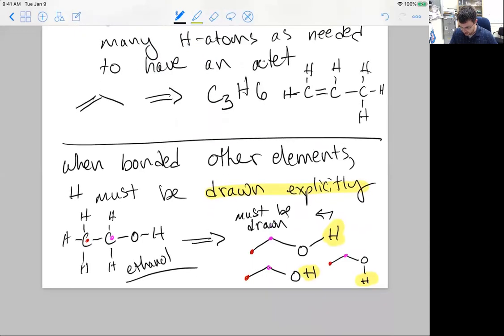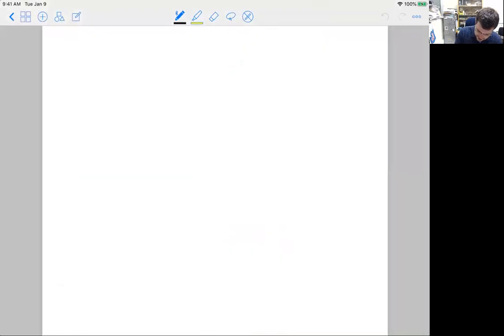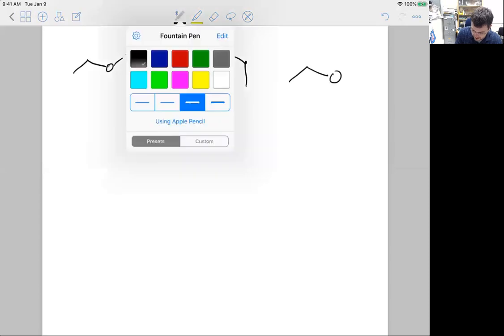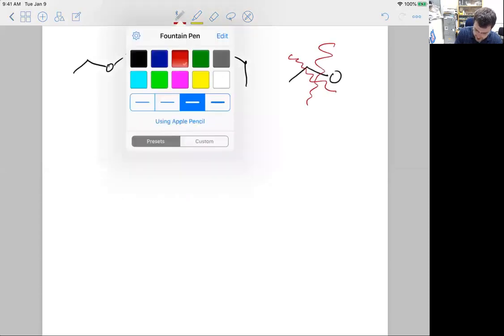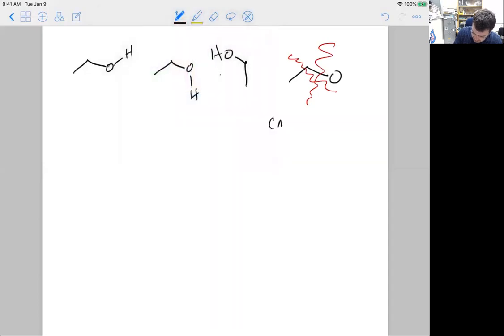The thing that is not correct, the thing that we must avoid: this is fine, this is fine, even something like this is fine. It's just rolled around in the universe a little bit. But something like this is bad. Okay, it's bad because we're missing the explicit hydrogen. We must write that out.